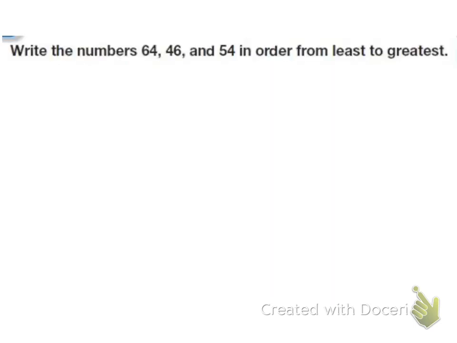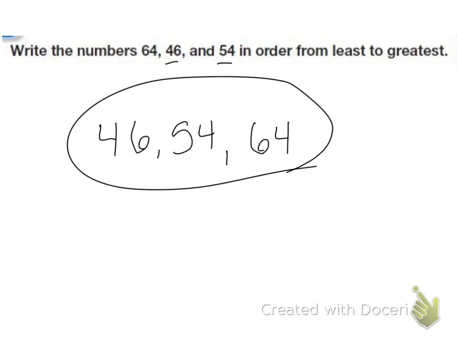Here it says write the numbers 64, 46, and 54 in order from least to greatest. From least to greatest means smallest to largest. So I'm going to have the smallest number first, and that's 46. Then the middle number, 54. And finally, 64. That would be my answer.